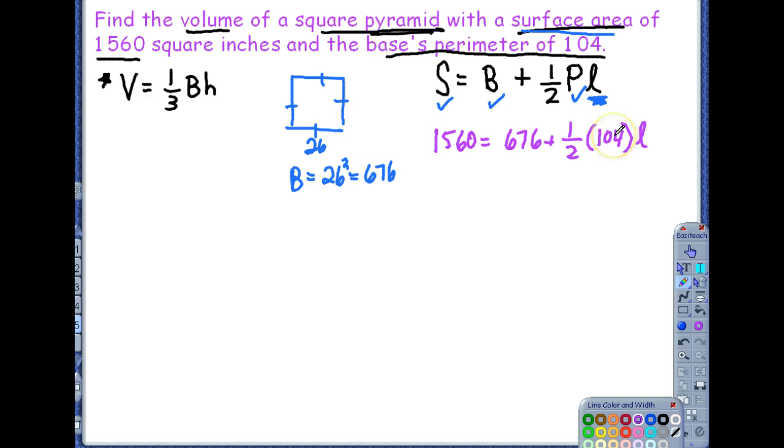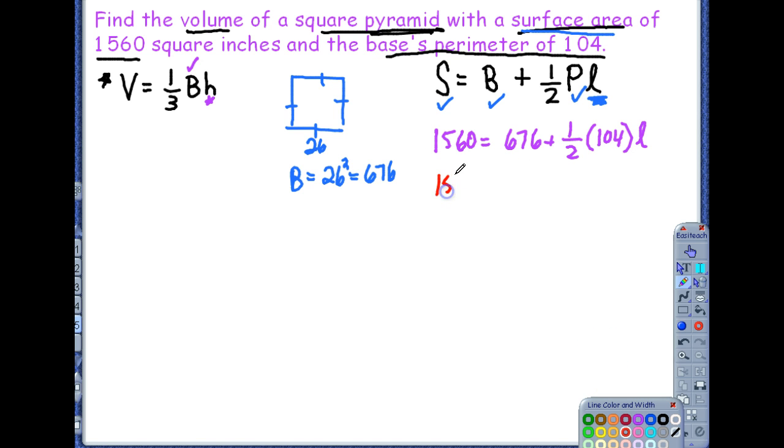So the question that you want to be asking yourself is how does the slant height help us find the height? Because I'm going to go to the volume formula. We already have the base area. We really have to find the height in order to find the volume. So we have to think, how does the slant height relate to the height? We'll talk about that in just a minute. So let's go ahead and manipulate this formula here.